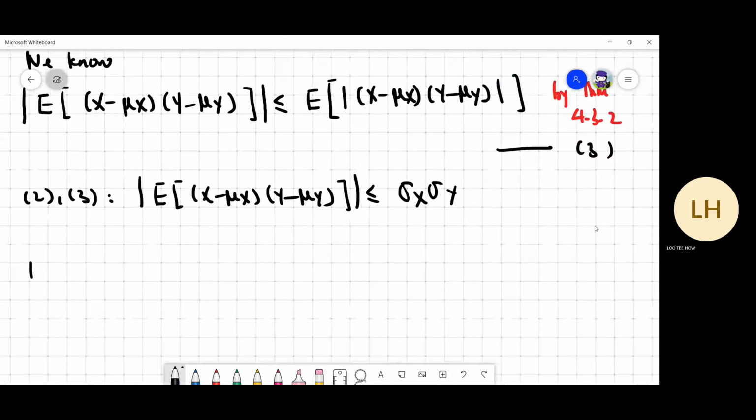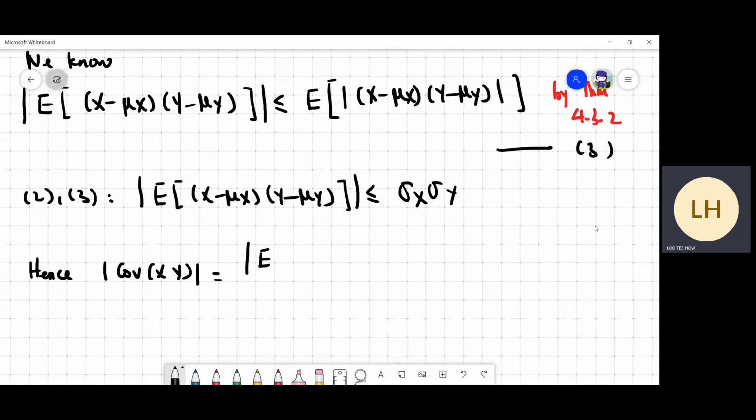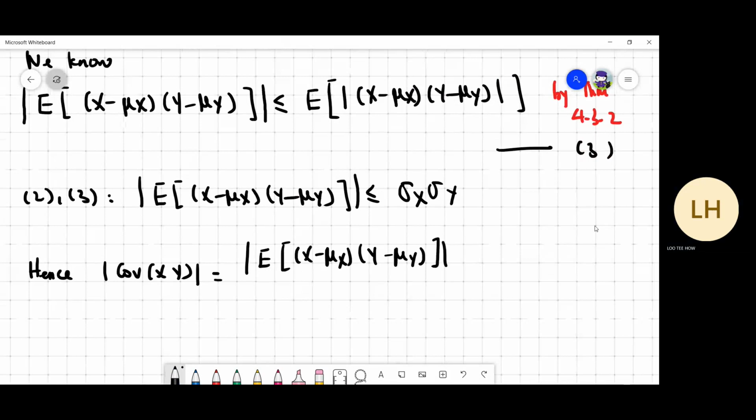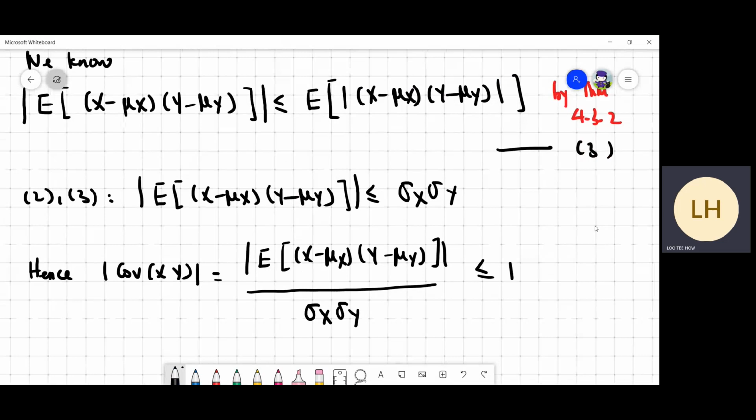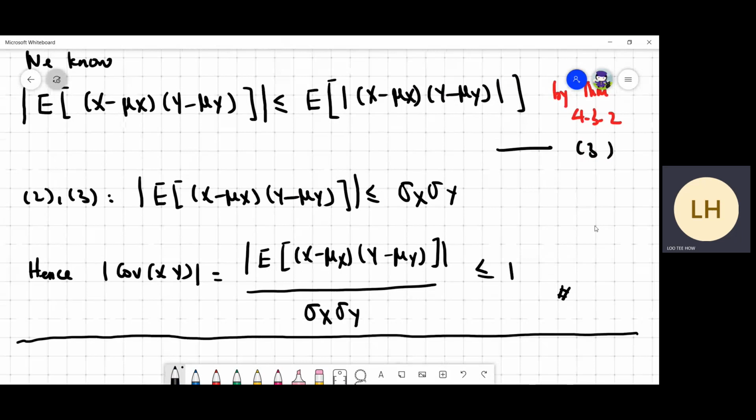Hence, the modulus of the correlation of x and y, which equals the modulus of E of (x minus mu x)(y minus mu y) over sigma x sigma y, is always less than or equal to 1. Okay, so here are two examples of how to use the Cauchy-Schwarz inequality to solve certain problems.